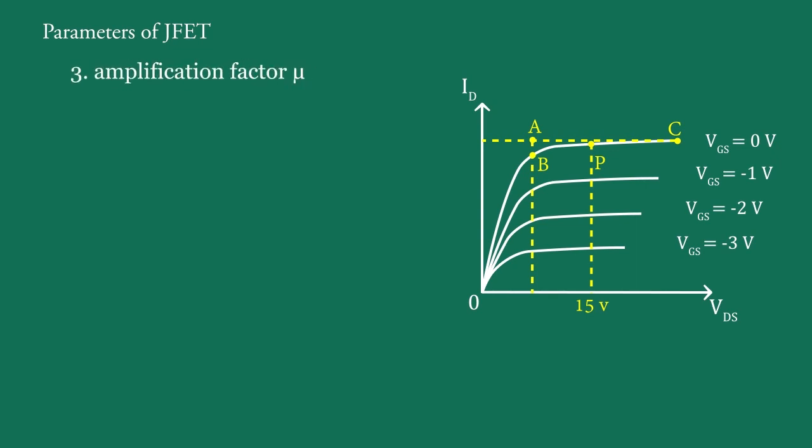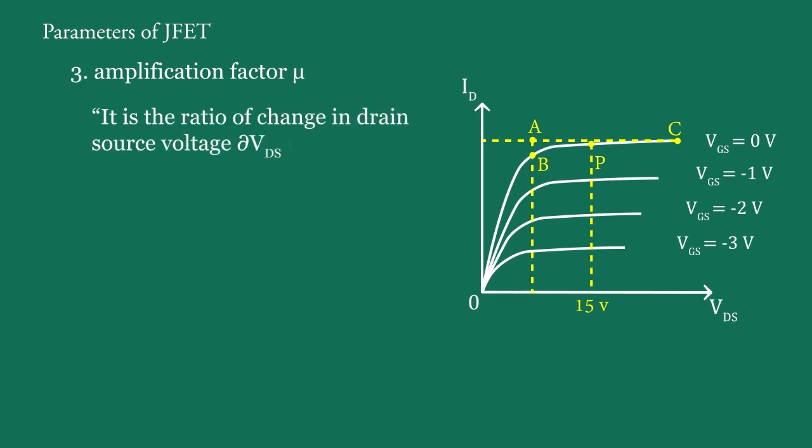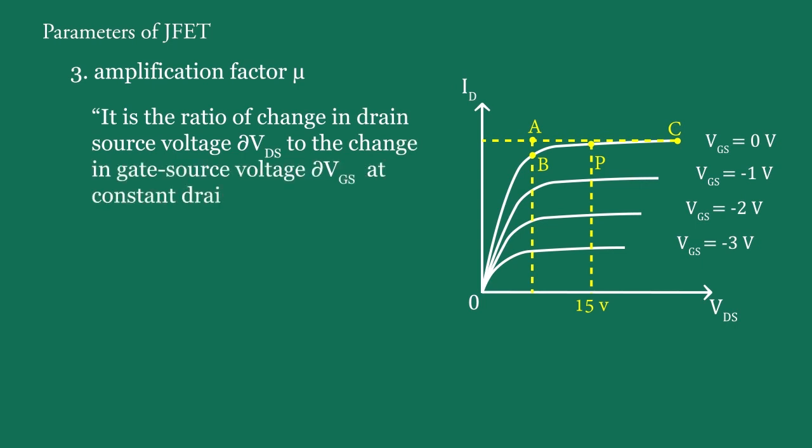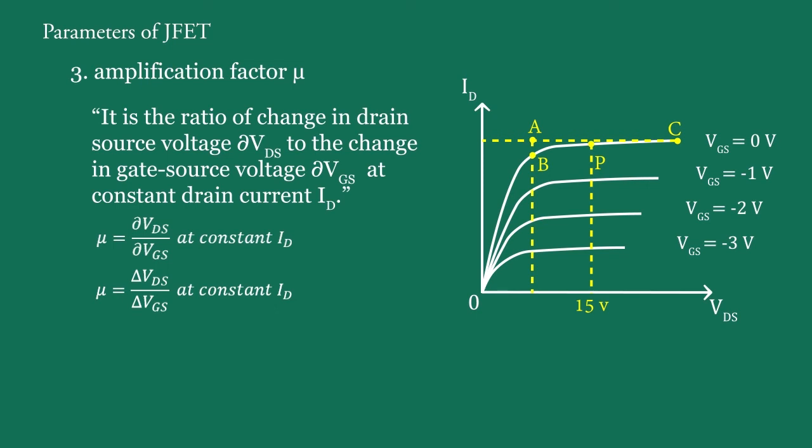Amplification factor mu. It is the ratio of change in drain source voltage del VDS to the change in gate source voltage del VGS at constant drain current ID. That is, mu equal to del VDS upon del VGS at constant ID, or mu equal to delta VDS upon delta VGS at constant ID.